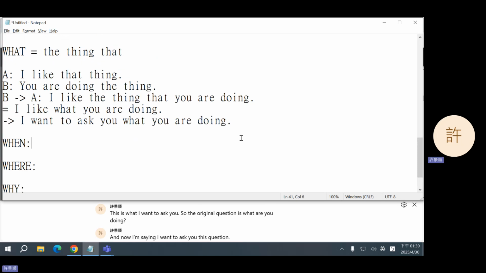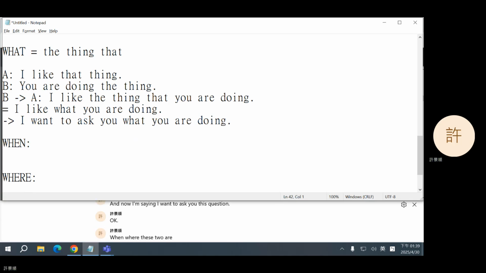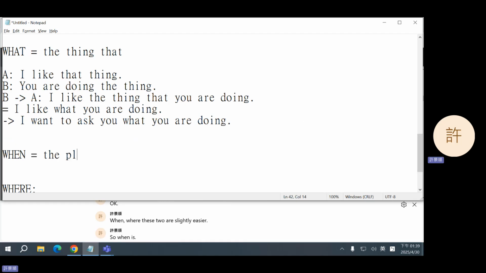Okay. "When" and "where", these two are slightly easier. So "when" is "the place that"? So you have like, and it's, we'll talk about this after the break.